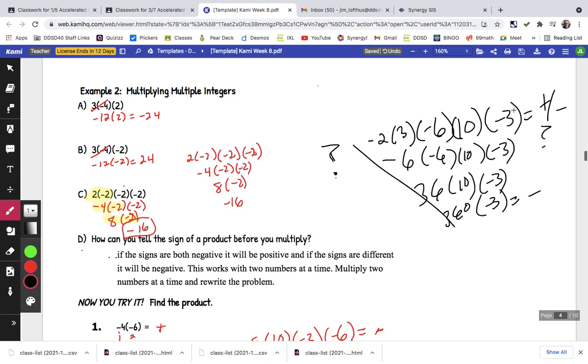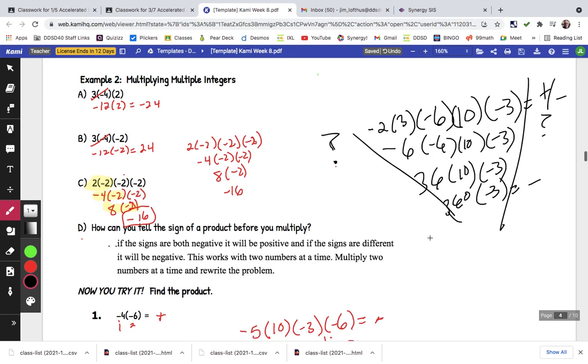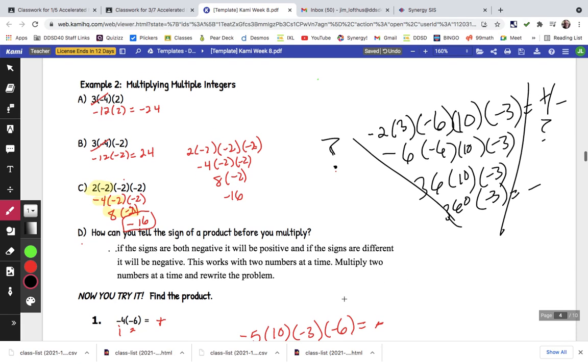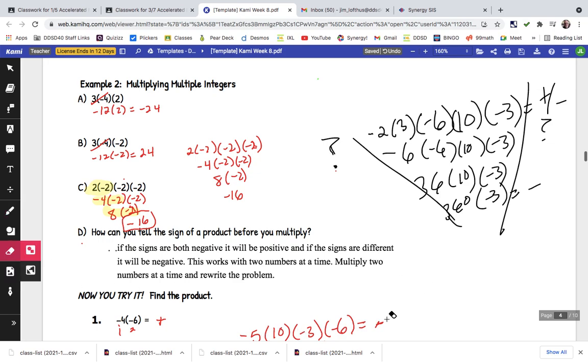And the question was, can we predict this without computing? So in other words, can I tell on this one, -5 times 10 times -3 times -3, if it's going to be positive or negative before I do any multiplication? And the answer was yes, because we can look at pairs of negatives. That goes back to positive, but this goes back to negative.